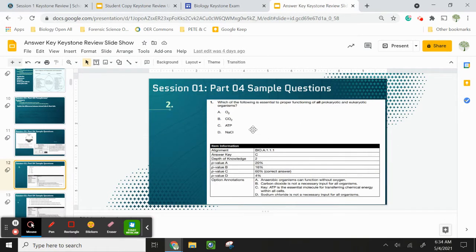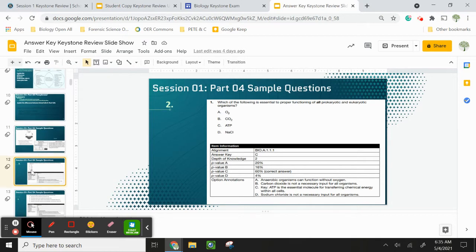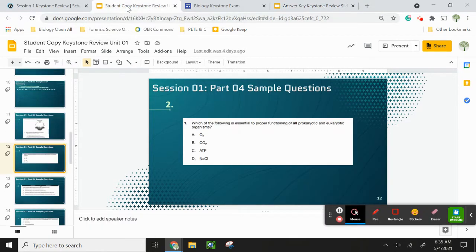Our answer here is ATP. We need oxygen. We breathe out carbon dioxide. We need sodium chloride. Other organisms do. But what does everybody need? Everybody needs that cellular currency, the gas for the gas tank for cells, which is ATP. It's the essential molecule for transferring chemical energy within all cells. This one was a little tougher, and only 60% of students in Pennsylvania got this question correct, but you will.